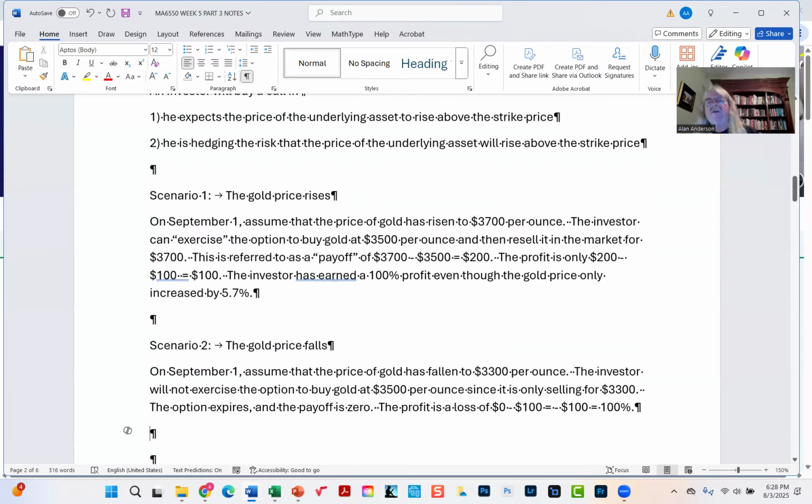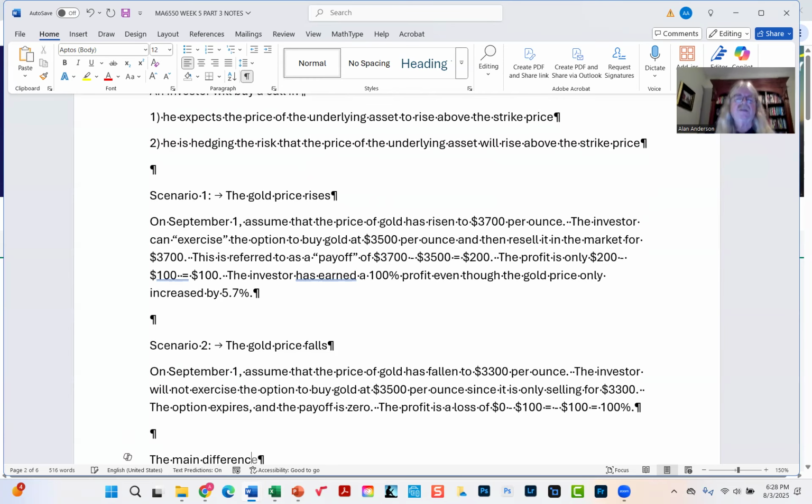And again, it didn't have to fall very much because already the price was 35. If it fell anywhere below that, we were going to lose our entire investment. So now you can see also here the difference between the call option and having a long forward position.